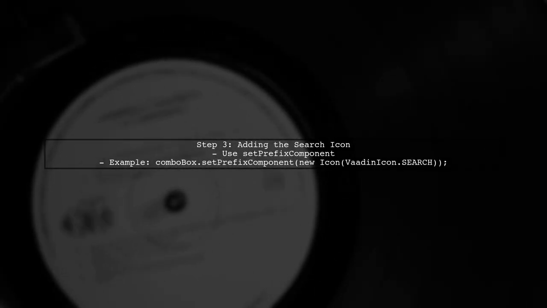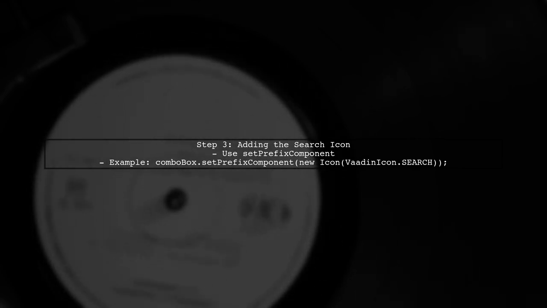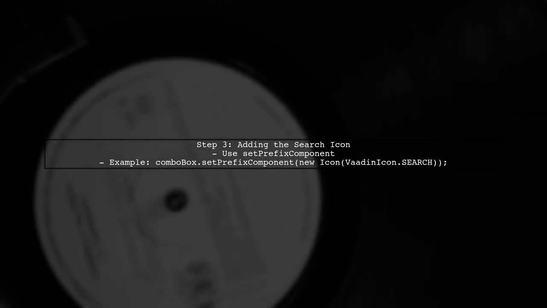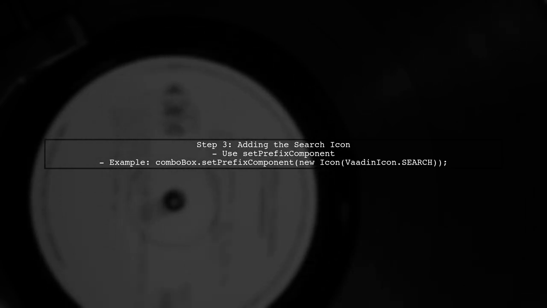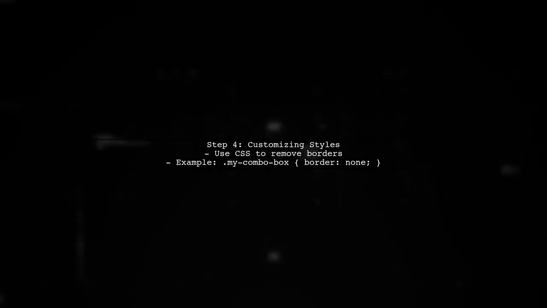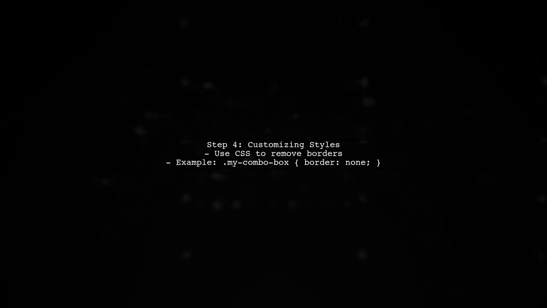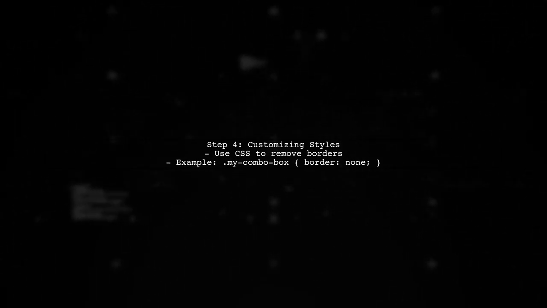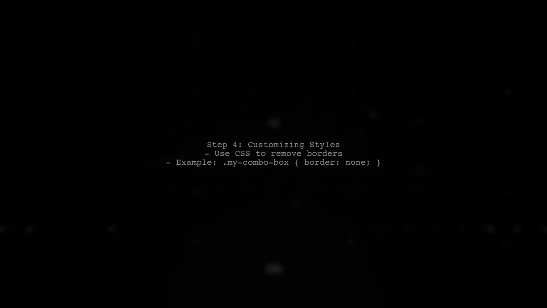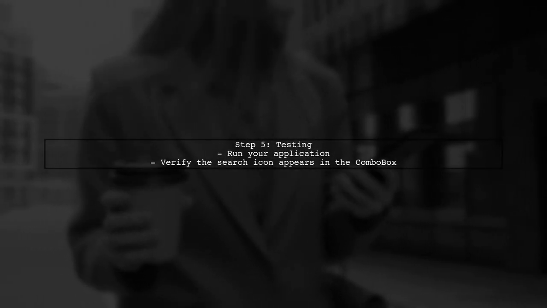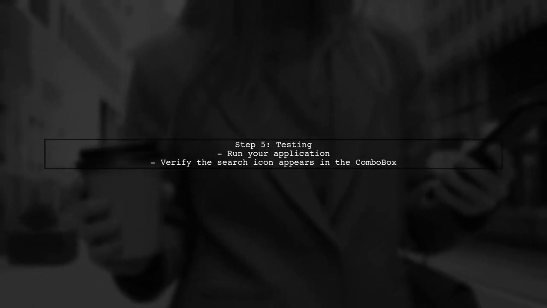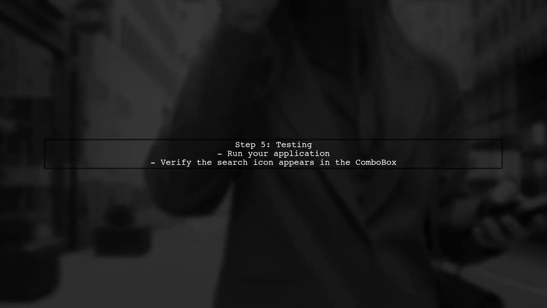Next, to add the search icon, you can use the set prefix component method. This allows you to add an icon to the left of the combo box input field. If you want to remove the border of the combo box, you can apply custom styles using CSS. This will help integrate the combo box with the search icon seamlessly. Finally, ensure you test your combo box to see the search icon in action. This will enhance the user experience by providing a clear visual cue for searching.